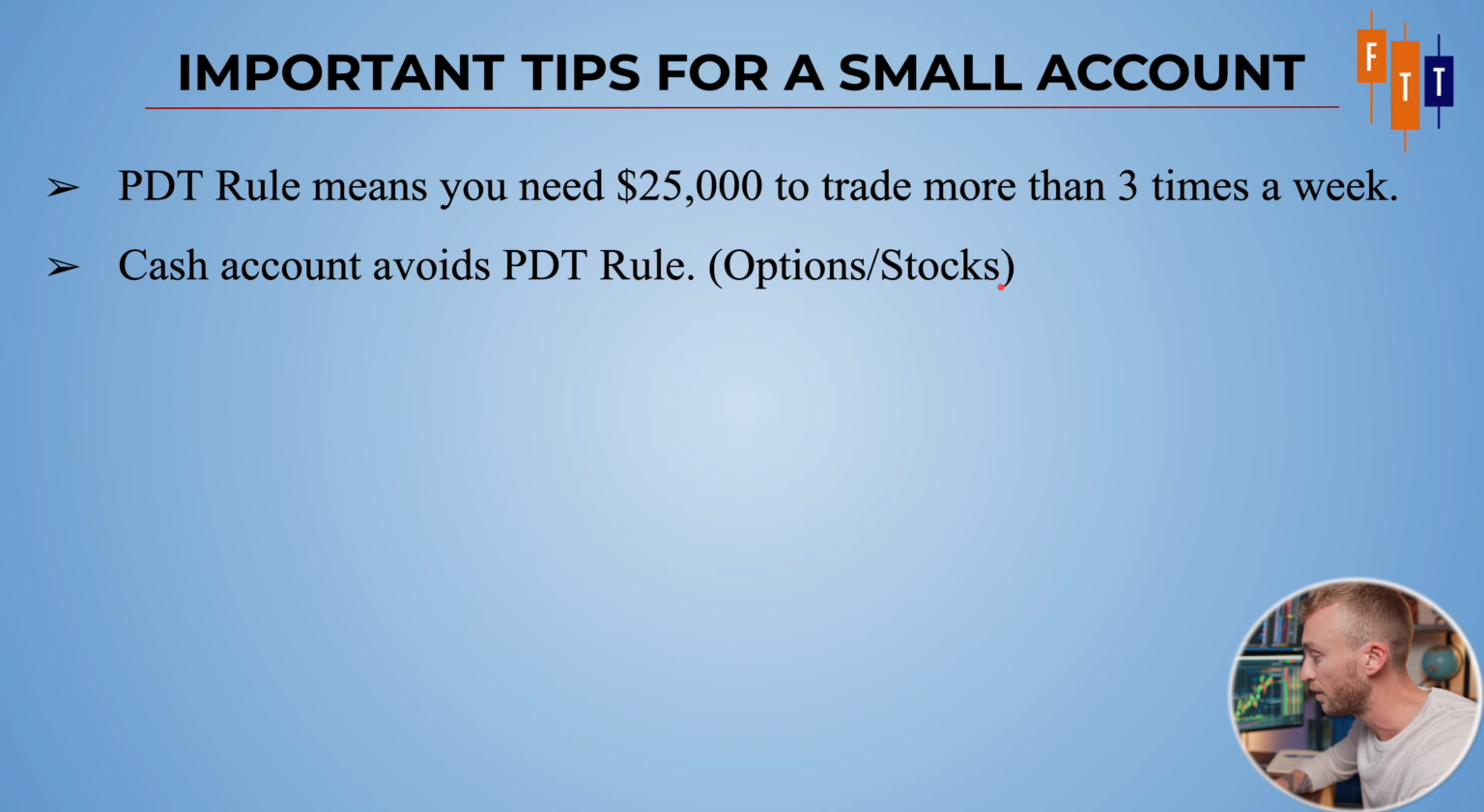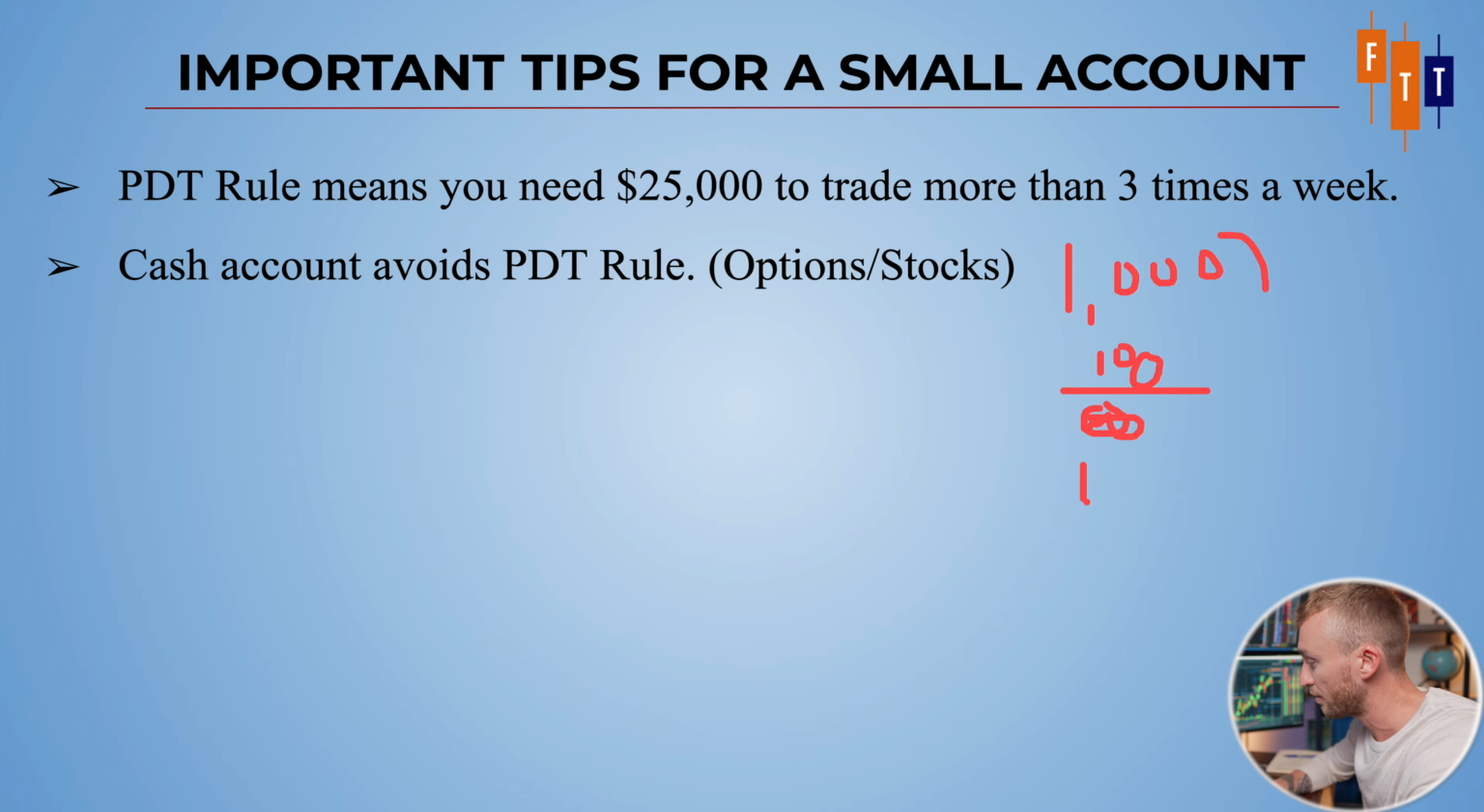So for example, if you have a $1,000 account, you can trade until this 1,000 is gone. So if you wanted to buy a $100 option, you could do that 10 times, right? And then the account would be basically at 0, and then you'd have to wait until the next day, and you'd have your $1,000 back. So how a cash account works is you have $1,000, you buy one $100 option. Let's say you make 50 bucks on it, all right?